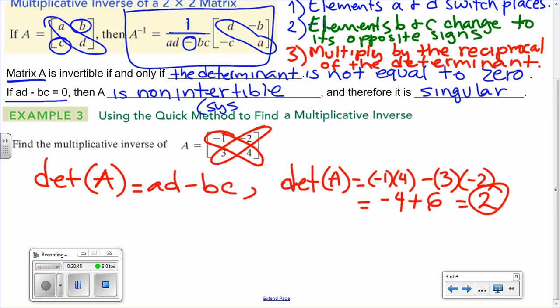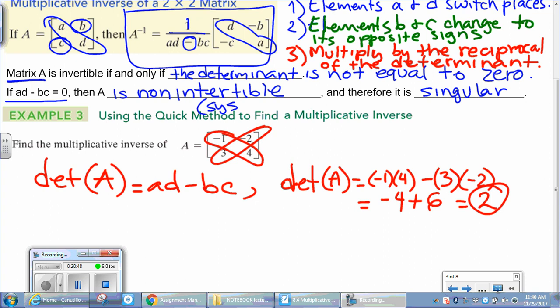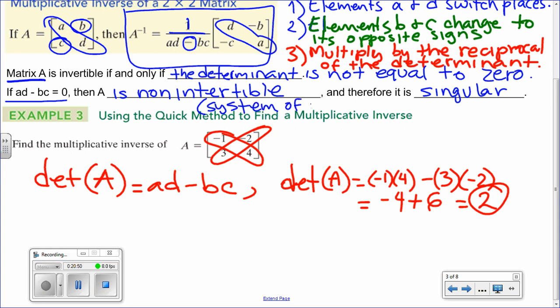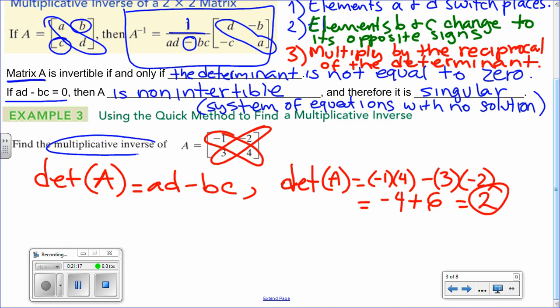Write that down in parentheses. System of equations with no solution. So that's what it means. If you were to have a determinant equaling 0, then there's not even a reason for you to find the inverse. You would just say simply the inverse doesn't exist. All right, so let's just solve the problem here because the question was find the multiplicative inverse, not just the determinant. So we're going to have to use the formula that you see up here.